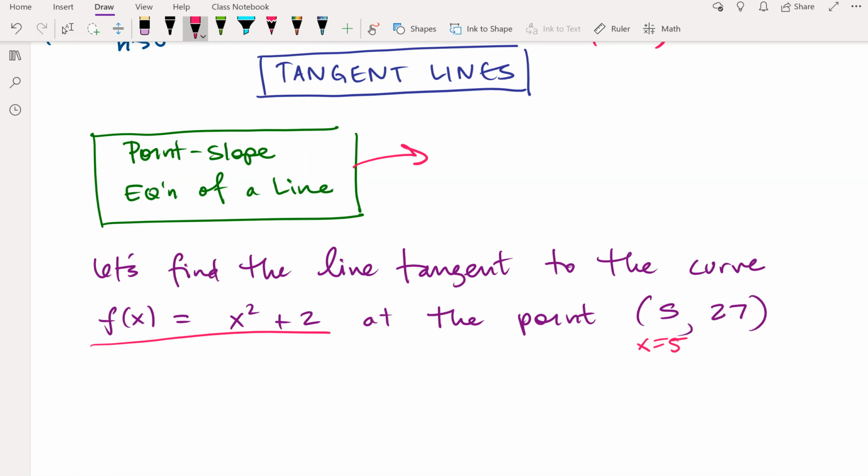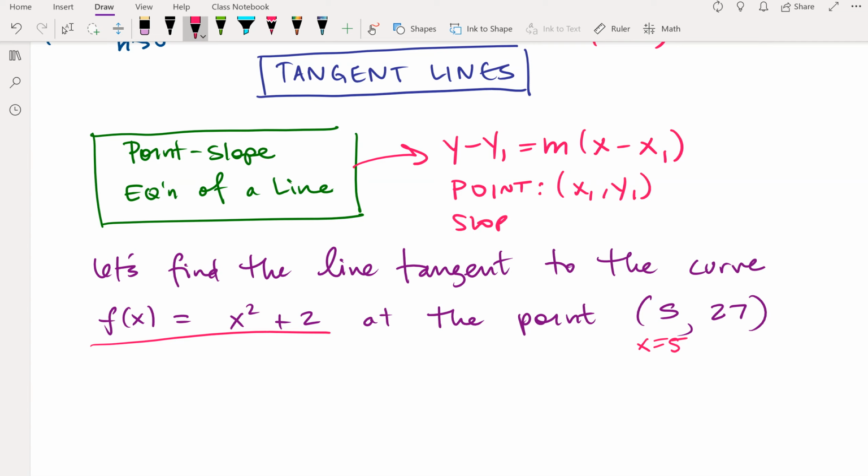Point slope equation of a line. And I'm sure y'all know this. y minus y1 equals m times x minus x1. And then you have two things that go into this equation. You have the point, which is x1 comma y1. And you have the slope. This is going to be super important for calculus.